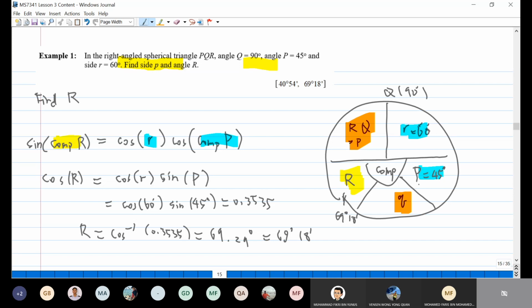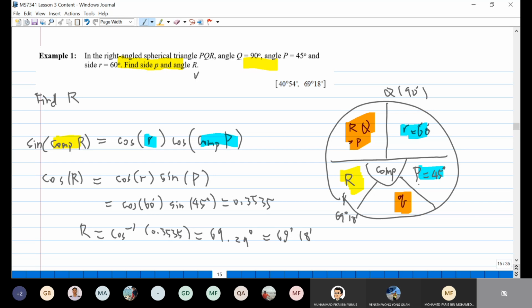Okay, so if I have found R already, let's see how to find the next one, an easy one. R is finished already. I need to find P. How do you find P here? This time I want to use R as the middle, then I put an adjacent. So I use tangent now. Or you can find Q also, but Q is not wanted. So let's find P now.